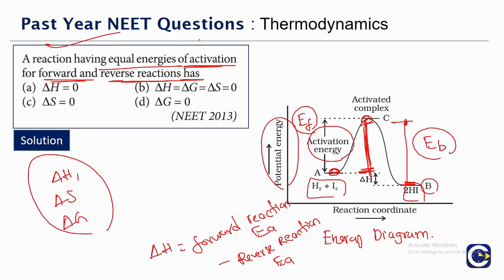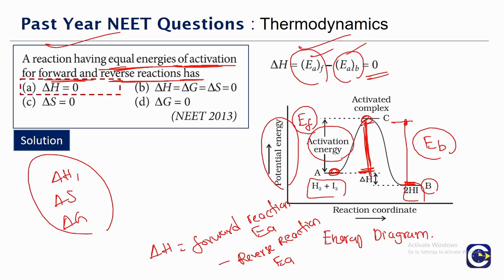What is the information they are giving us? A reaction having equal energies of activation for the forward and the reverse. Then what will be the delta H value? Delta H is the forward reaction activation energy minus the backward reaction activation energy. If these two are the same, the delta H value will become 0.